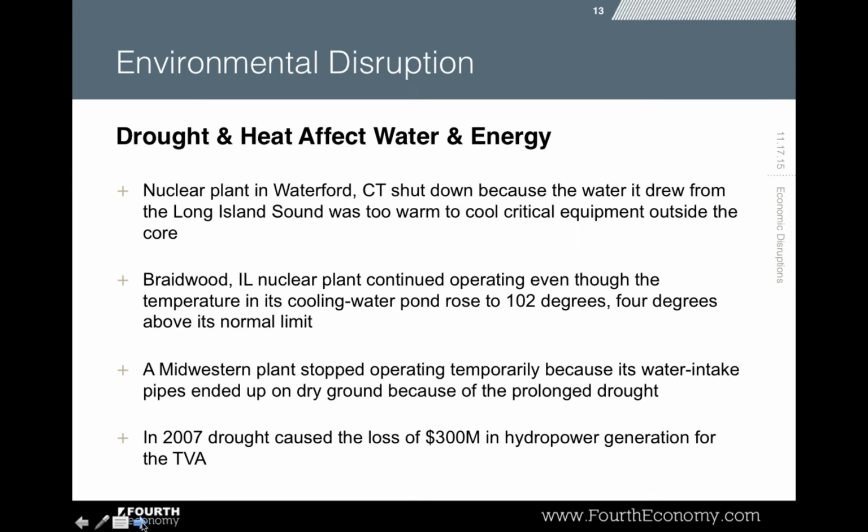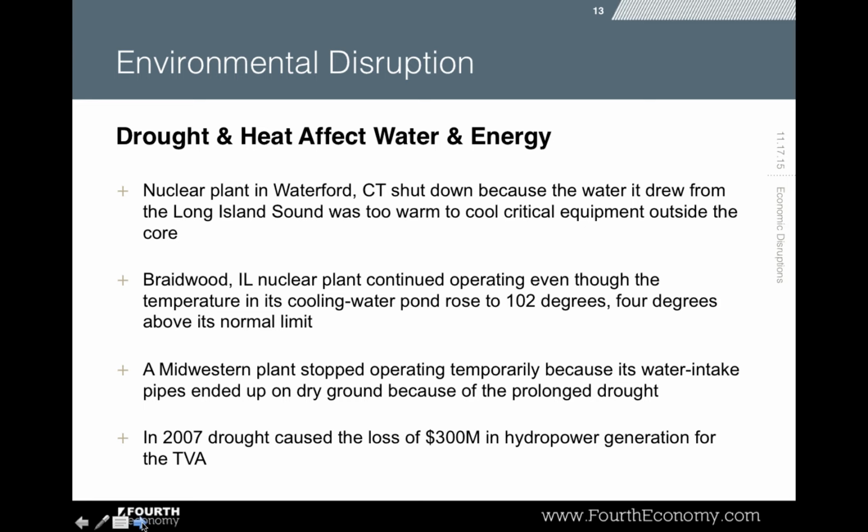Now, a lot of people may be thinking, all this talk about water doesn't affect us. We live in the Midwest or the Northeast or the South. We get plenty of water. That's a problem for Texas or California or the Middle East. Well, unfortunately, what's happening in our climate is drought and heat are affecting water and energy everywhere.